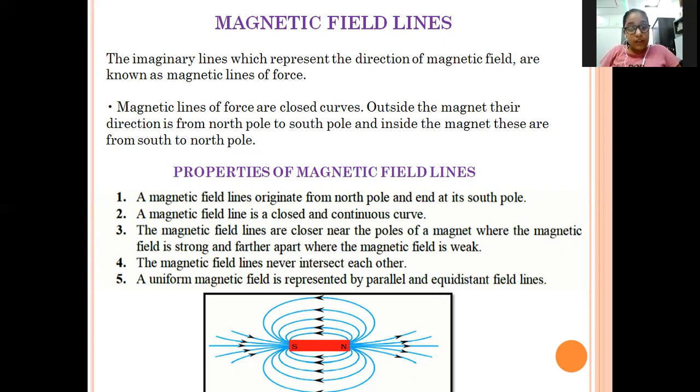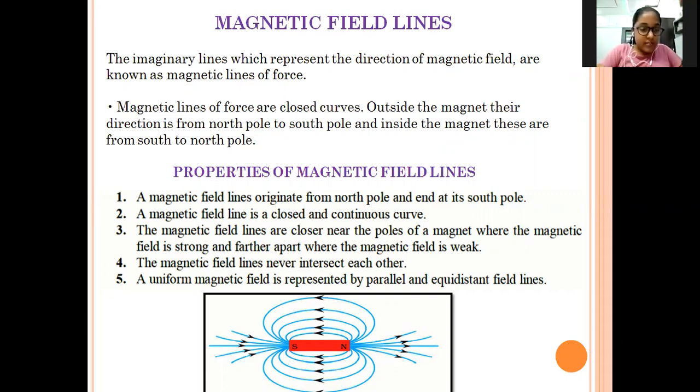First, magnetic field lines originate from the north pole and end at the south pole. Second, a magnetic field line is a closed and continuous curve. Third, the magnetic field lines are closer near the poles of a magnet where the magnetic field is strong, and further apart where the magnetic field is weak. Fourth property, the magnetic field lines never intersect each other. Fifth, a uniform magnetic field is represented by parallel and equidistant field lines.